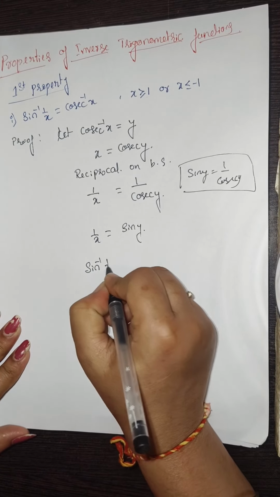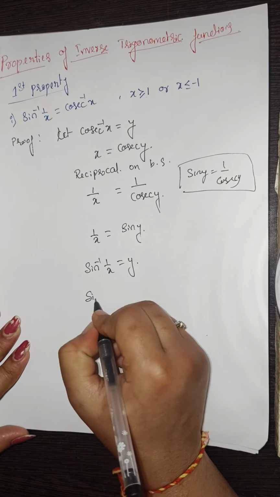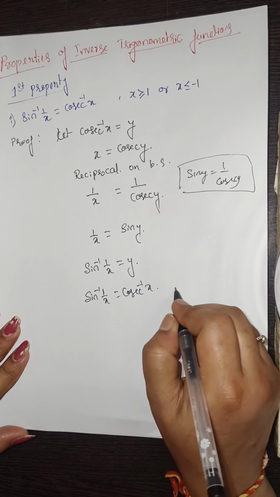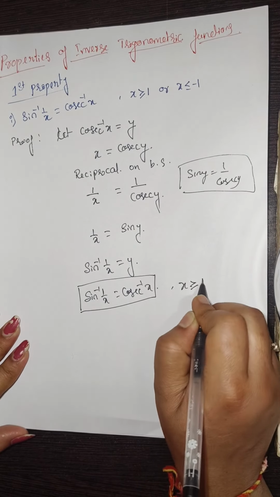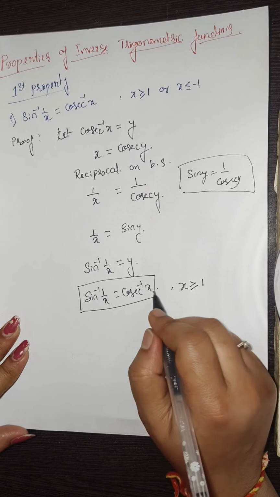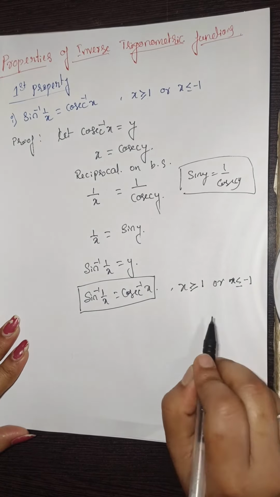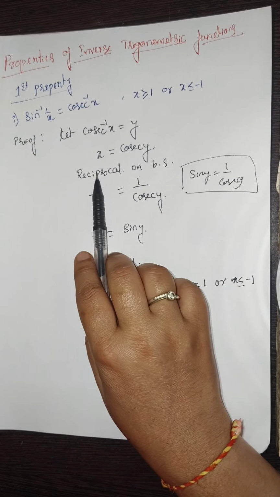It will become sin inverse. Sin inverse of 1 by x equals y. What is y? Y equals cosecant inverse x. So sin inverse of 1 by x equals cosecant inverse of x. This property is satisfied only in the condition of x greater than or equal to 1, meaning x can be 2, 3, 4, anything, or x less than or equal to minus 1, like minus 2, minus 3, minus 4. Only in this condition does it satisfy this property.